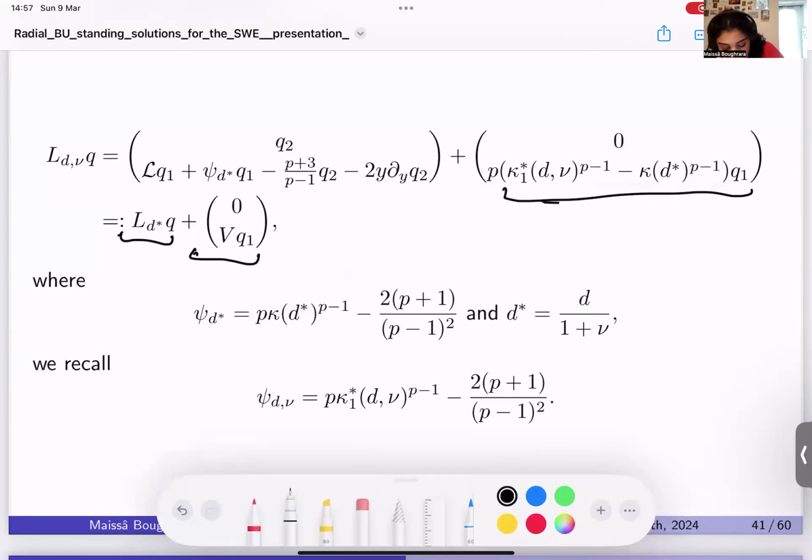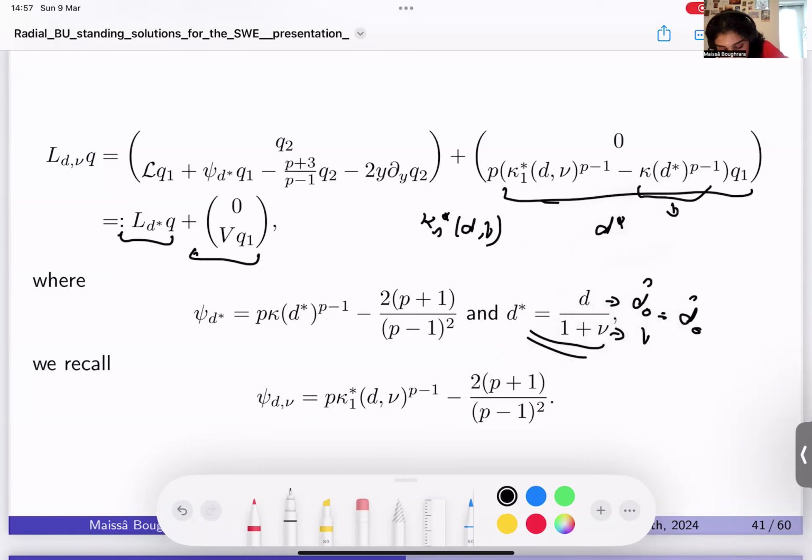Okay, so now let's focus on kappa 1 star d nu. This d star is equal to this one. So since d is very close to d0 hat, and nu is very close to 0, d star is very close to d0 hat.